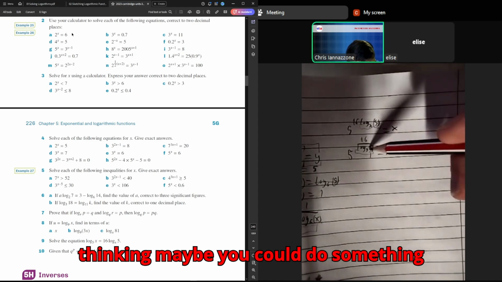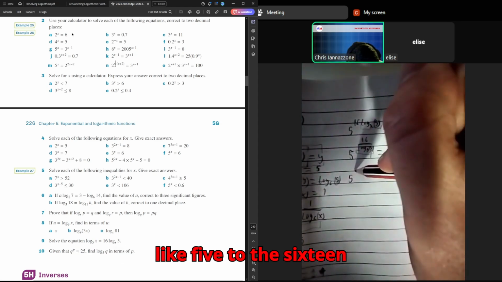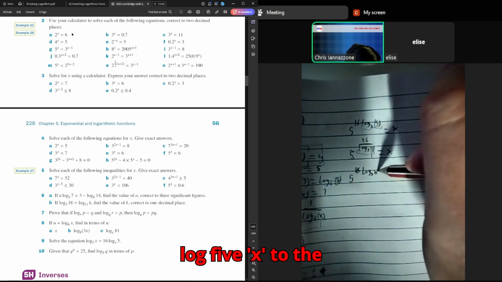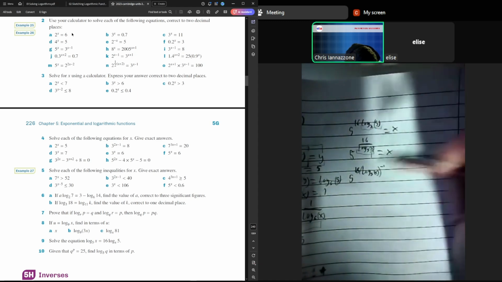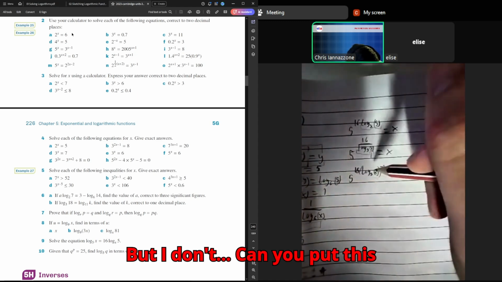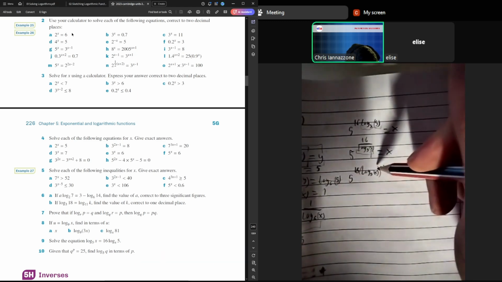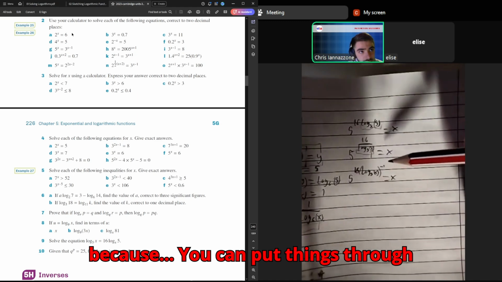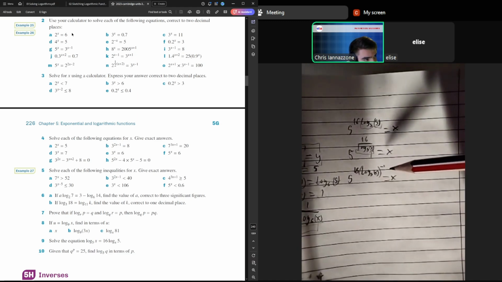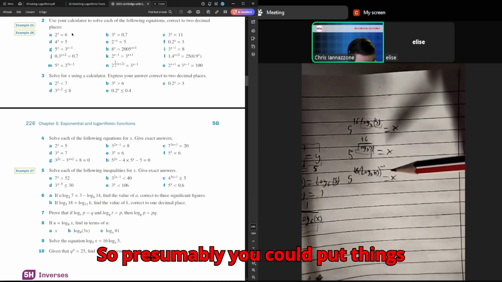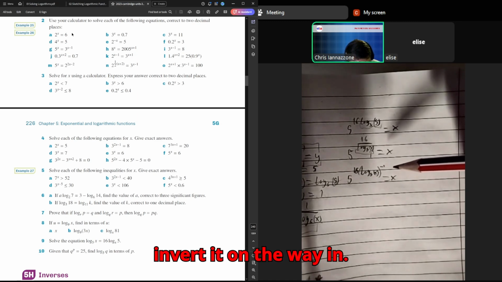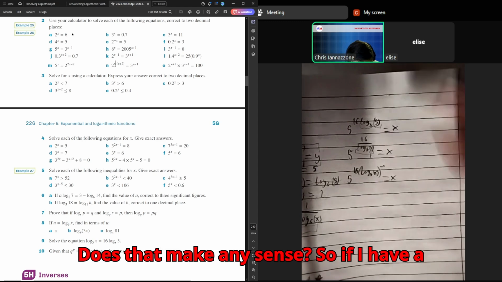I was thinking maybe you could do something like 5 to the 16 log 5x to the power of -1. But can you put this through? Maybe you can. Because you can put things through roots if you square it on the way in. So presumably you could put things through a power of -1 if you invert it on the way in. Does that make any sense?